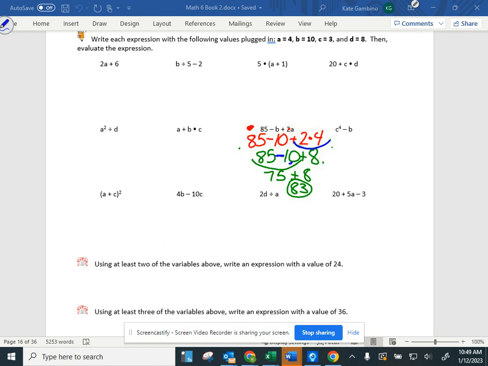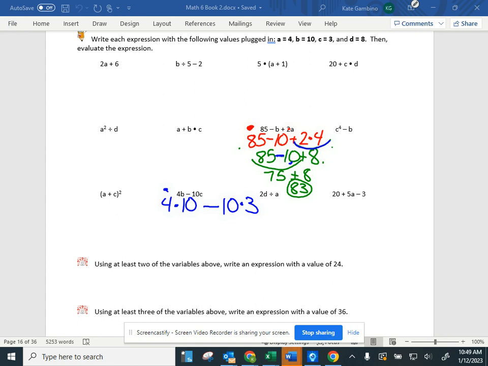Bennett, on like the 4b minus 10c. This one? Yeah, how would you do that one? Okay, so first thing we're going to do is we're going to rewrite the expression with our values in. What would our new expression look like? 4 times 10, and then minus 10 times 3. Because we know B is 10 and we know C is 3.